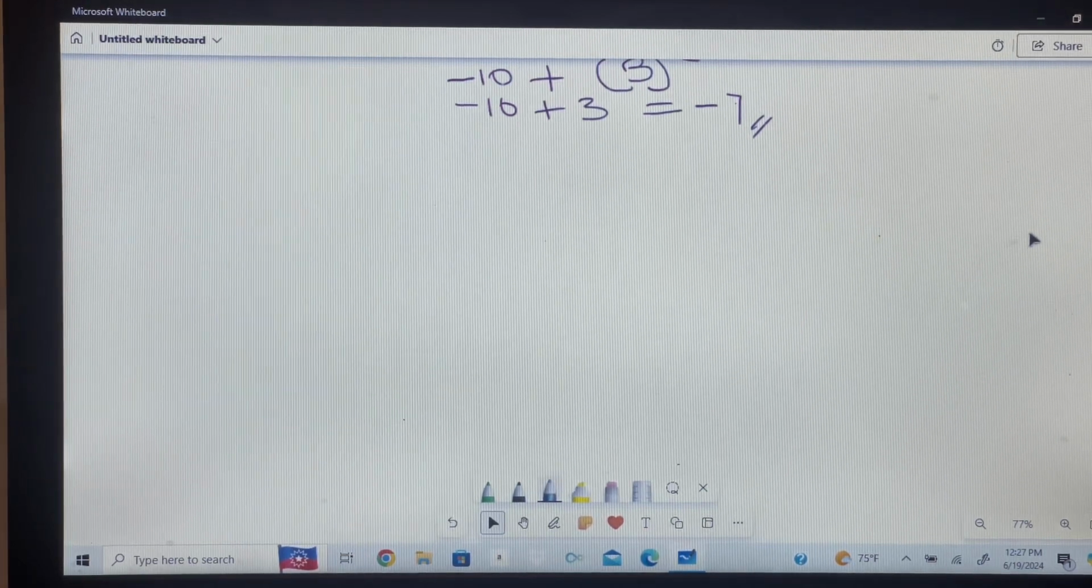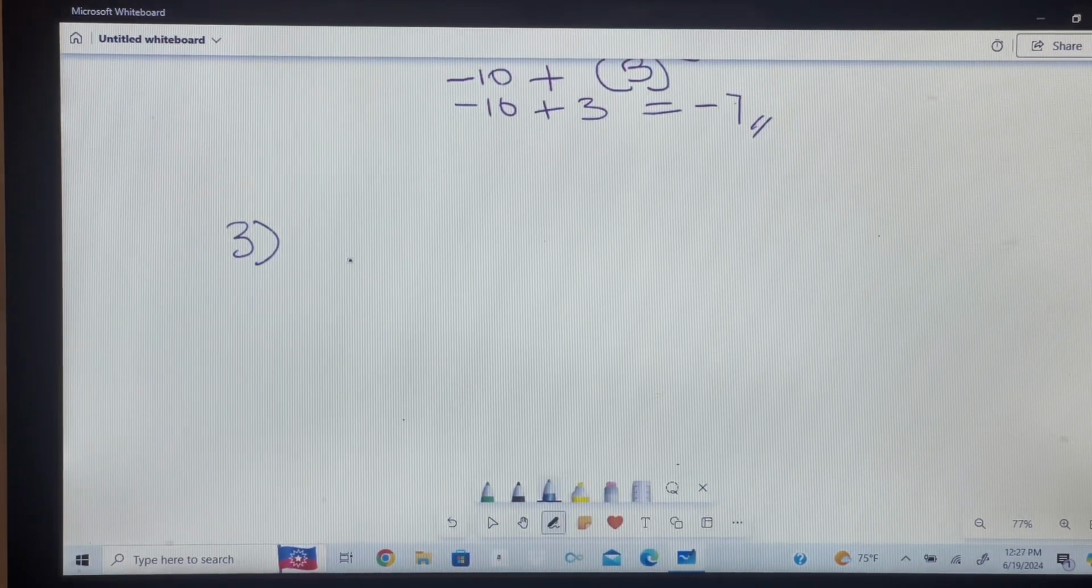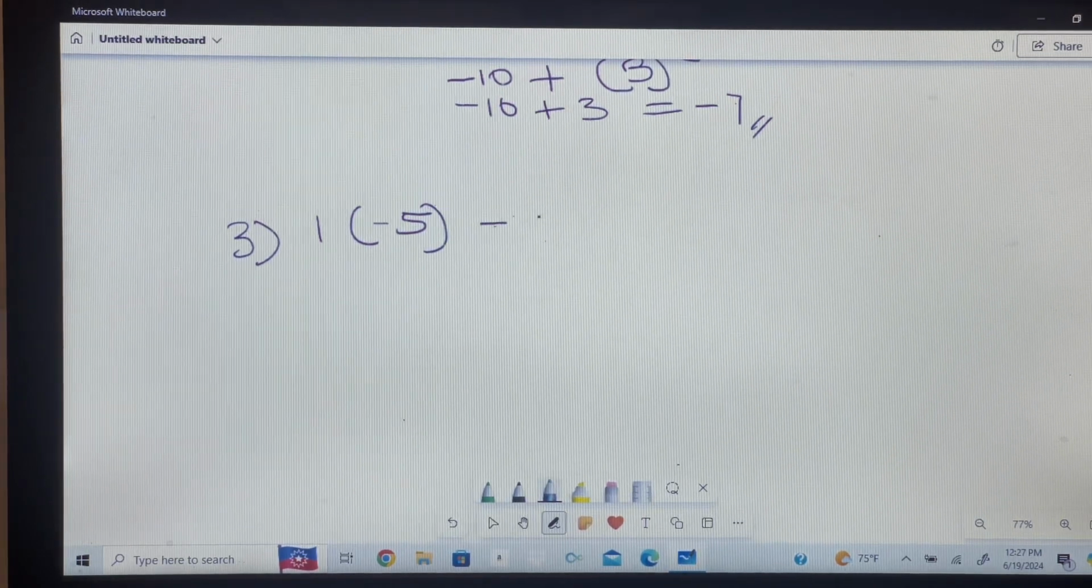Example number 3. If you're given something like 1 multiplied by negative 5, minus 1 multiplied by positive 3, minus minus positive 1.